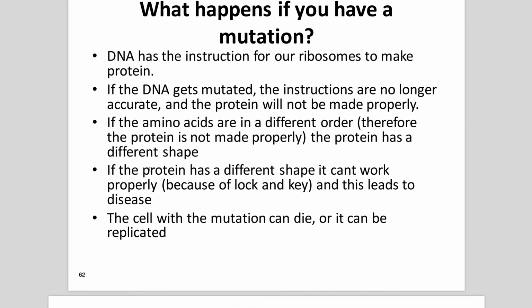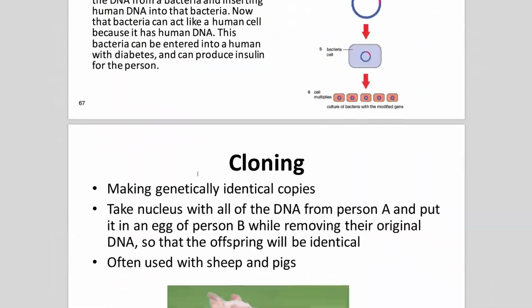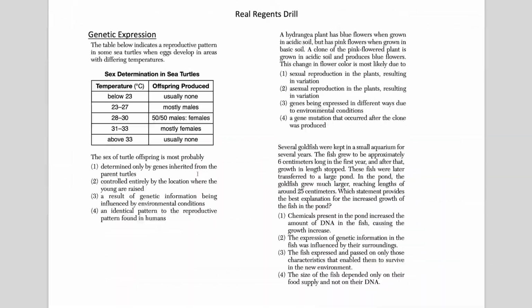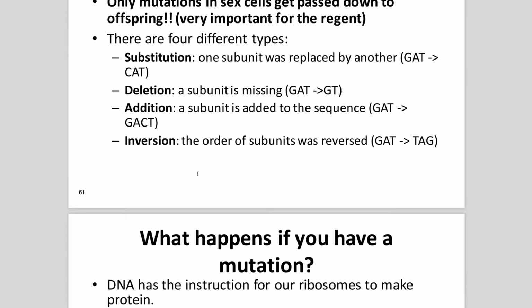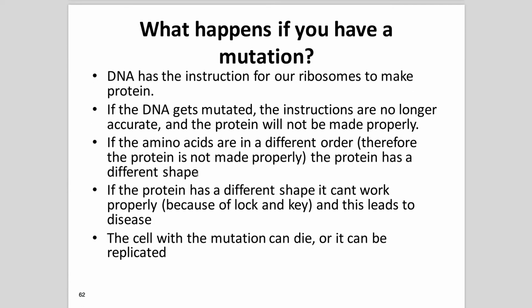A mutation is only passed down if it's in the sex cells. Yeah, it says it in there. So that's very important. So if I get a mutation in my eye cell, my eye is going to look weird. But when I have a kid, is he going to have a mutation? No. The only way that he gets a mutation is if the mutation takes place in my sex cell, which happens to form that child.